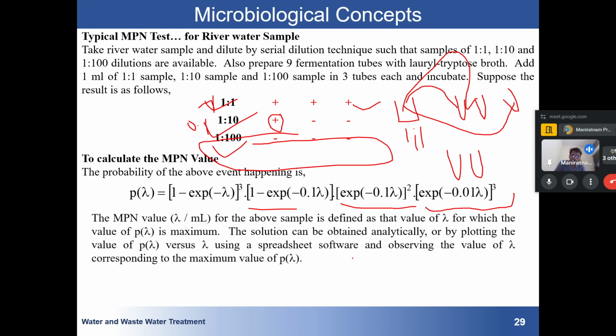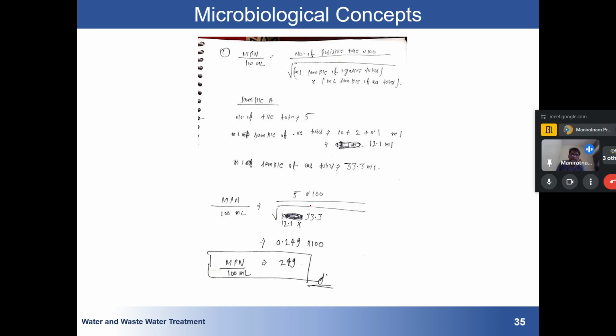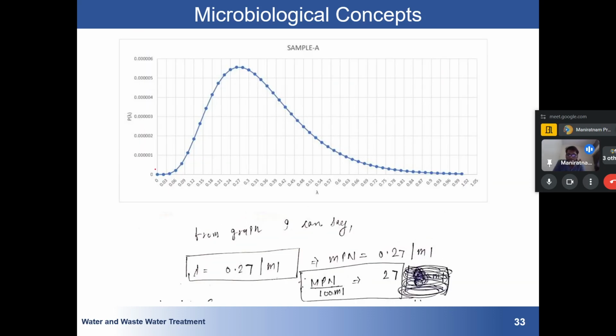Now you can use the Excel sheet to plot between P and lambda using this expression, and you will get this kind of graph. The highest value we get is around 0.27 per ml. So we will report our answer that the most probable number per 100 ml is 27. Means if we take 100 ml of sample, there is a probability that 27 bacteria will be present there. I hope this is clear.